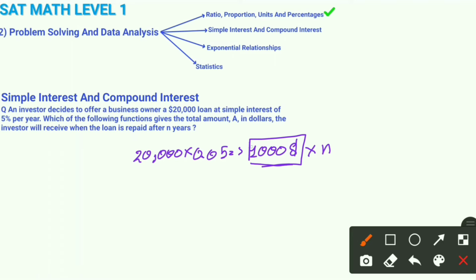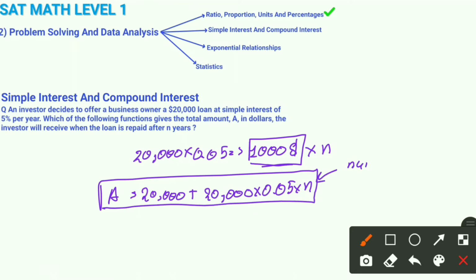The more time you waste, the more years it will take, and the more interest the investor will get. So the investor will get $1,000 interest every year, but not compounded, simply. So 20,000 plus 20,000 multiplied by 0.05 multiplied by n is the amount that the investor will receive. This is the formula for simple interest.